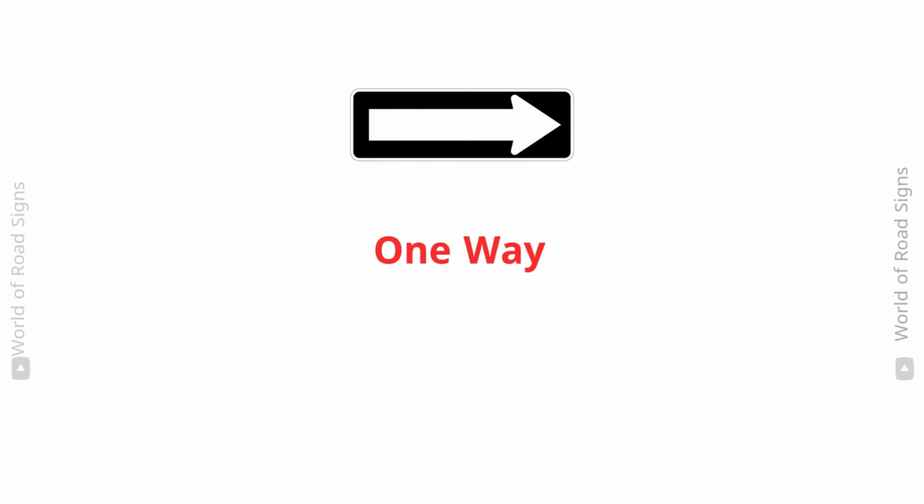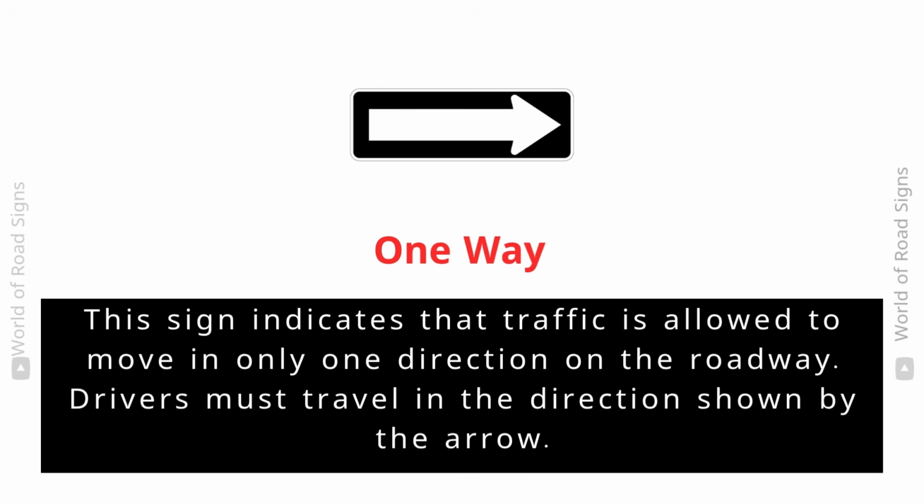One way. This sign indicates that traffic is allowed to move in only one direction on the roadway. Drivers must travel in the direction shown by the arrow.